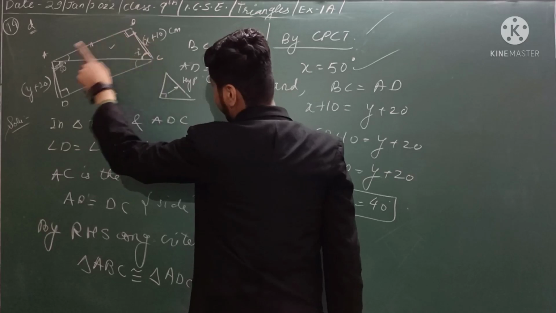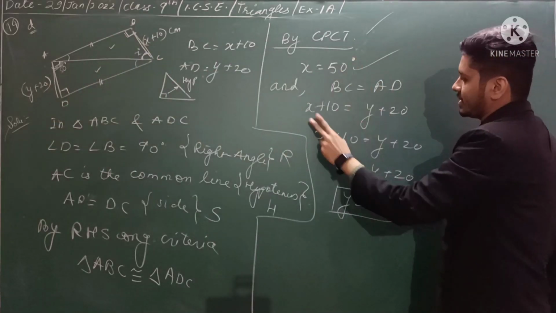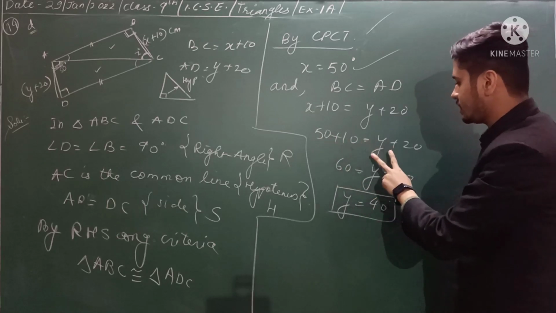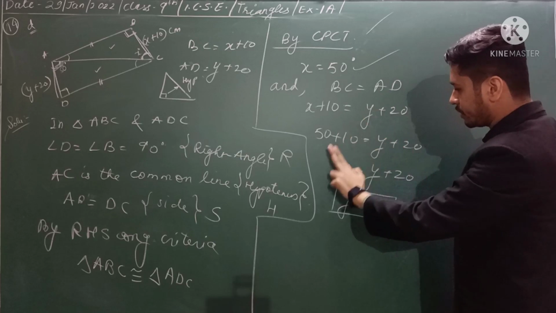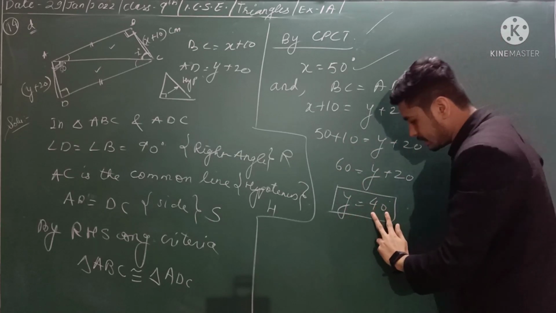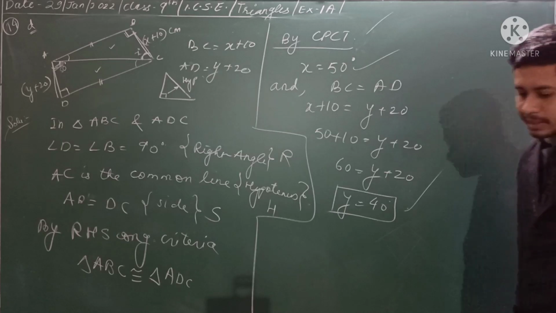So we can equate x plus 10 is equal to y plus 20, as we already got the value of x as 50. So 50 plus 10 is equal to y plus 20, 60 is equal to y plus 20. The 20 will go there, y is equal to 60 minus 20, 40. So this is the value of y. I hope this is clear to you.